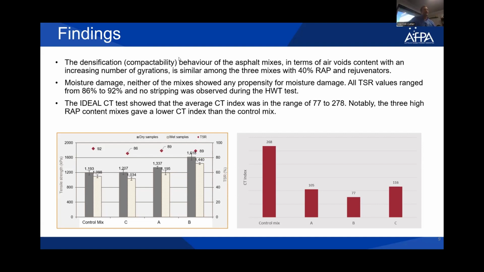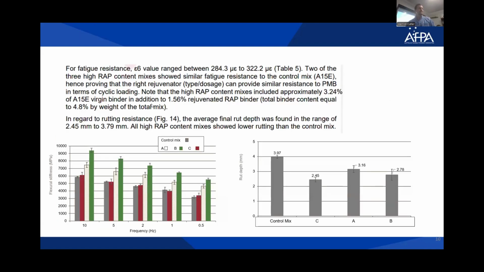So, behaviour of the mixes in terms of the air void content were similar with all the mixes. Moisture damage, none of the mixes showed really any propensity for moisture damage, ranging between 86 and 92%. And there was no real stripping observed in the Hamburg wheel test. The IDEAL-CT test showed that the average index was in the range of 77 to 278. Notably, the 3 high RAP content mixes gave a lower CT index than the control mix.